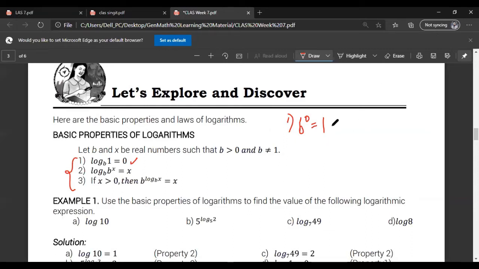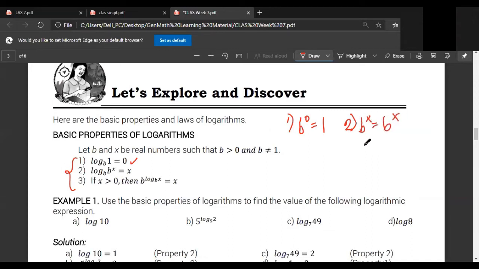Okay? How about number 2? Number 2, katulad ng sinabi ko, general property siya. Ibig sabihin, hindi natin siya pwedeng tanungin kung paano siya, pero pwede natin siya i-prove. So the logarithm of b raised to x with the base b is equal to x. Therefore, when we write this in exponential, it's b raised to x is equal to b raised to x. Which is tama, di ba?